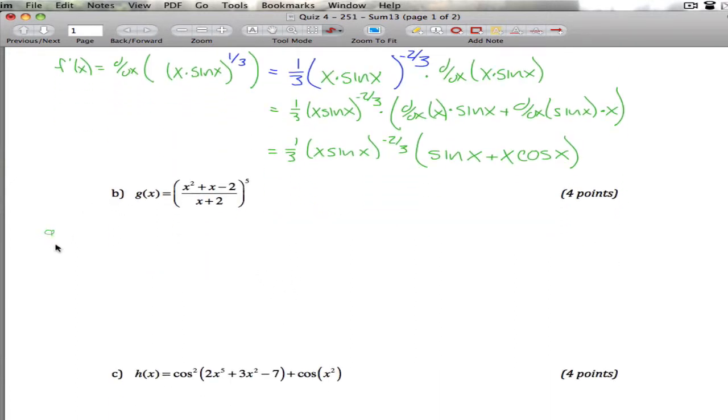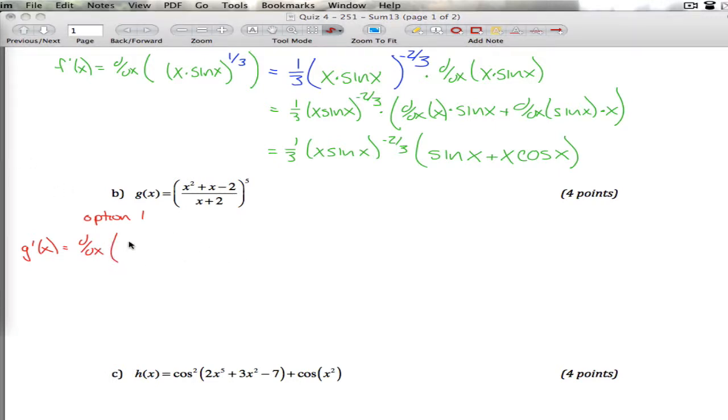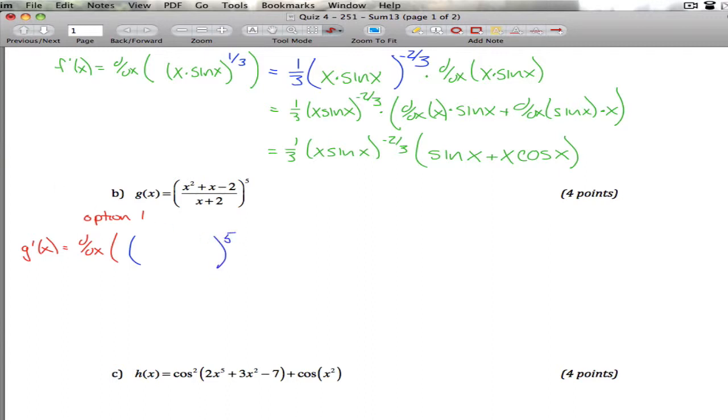Second problem. Alright, we want to find the derivative of, actually there's a couple different ways you can do this problem. So maybe I'll label them. I think the more obvious way to do it is just to say, okay, g prime of x is the derivative of this entire thing. But what I have here is kind of an outside function, which is x raised up to the 5th power, and an inside function, this x squared plus x minus 2 divided by x plus 2.